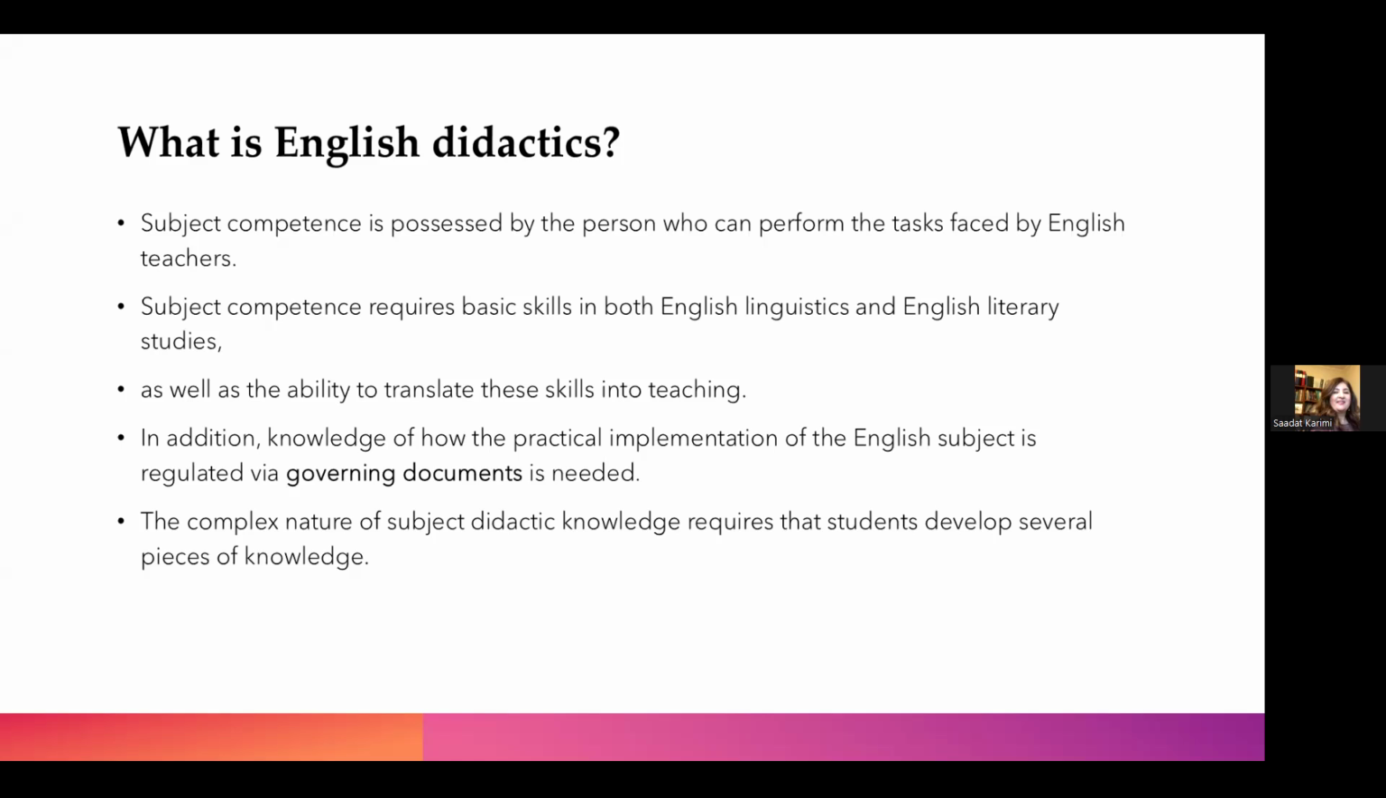Subject competence is possessed by the person who can perform the task faced by English teachers. Subject competence requires basic skills in both English linguistics and English literary studies, as well as the ability to translate these skills into teaching, to transfer them into teaching. In addition, knowledge of how the practical implementation of the English subject is regulated via governing documents is needed. The complex nature of subject didactic knowledge requires that students develop several pieces of knowledge.